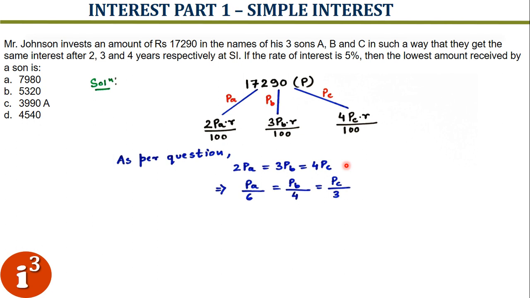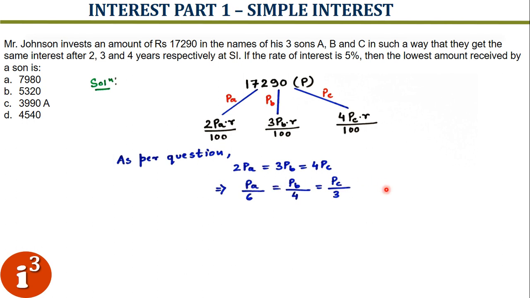Now you just need to find the ratio between PA, PB, PC. So what you do, you divide by the LCM. The LCM of 2, 3 and 4 is 12. So when you divide by 12, this will become PA by 6 equal to PB by 4 equal to PC by 3. So you can take this to be equal to K. Then PA will be 6K, PB equal to 4K, PC equal to 3K.